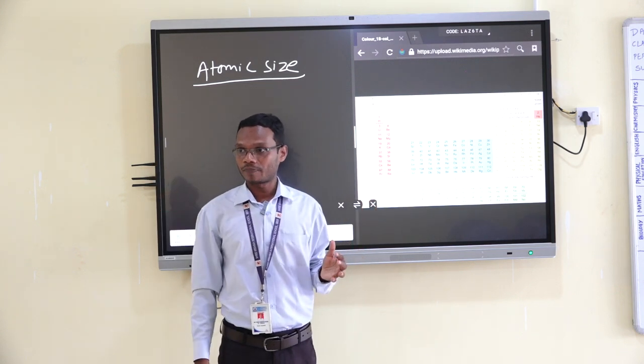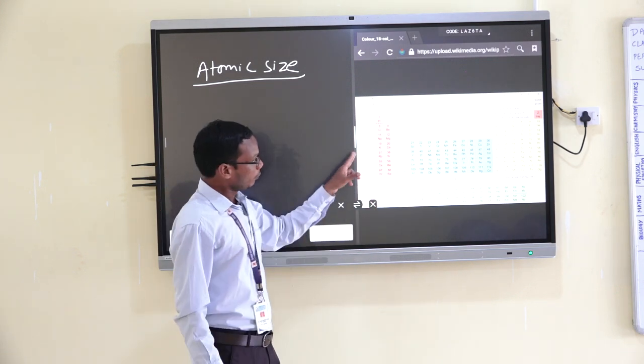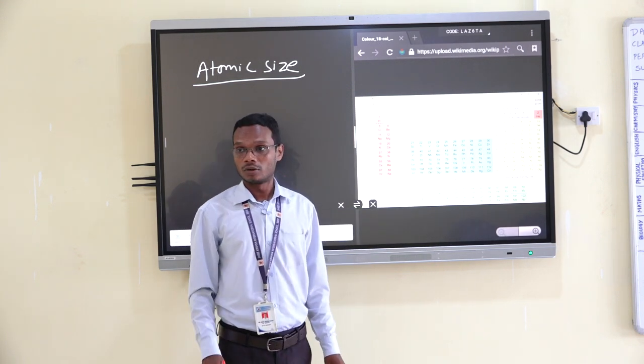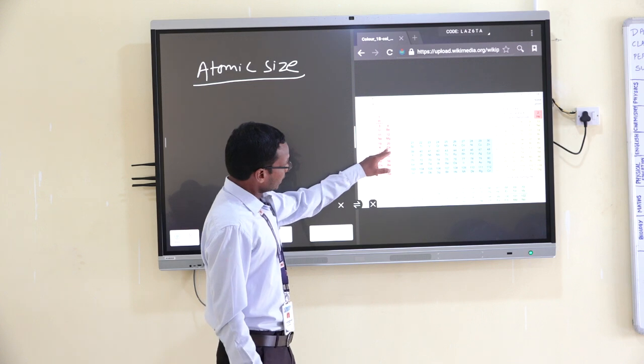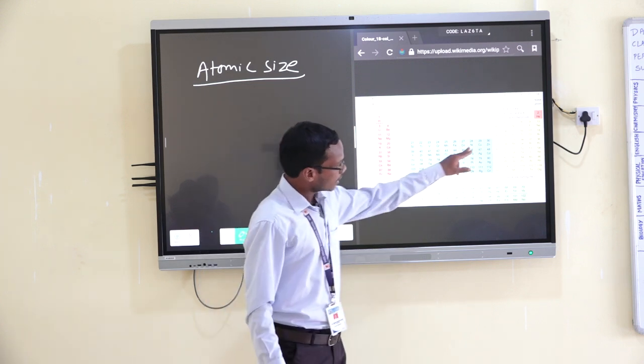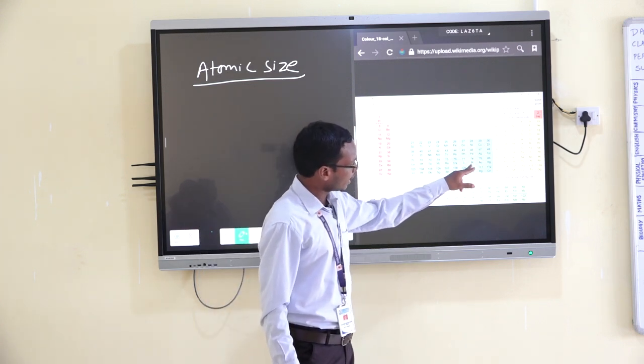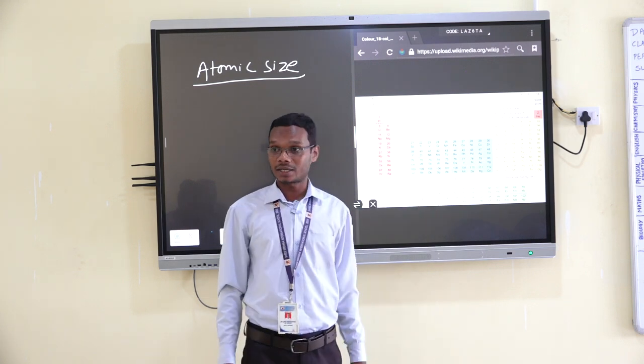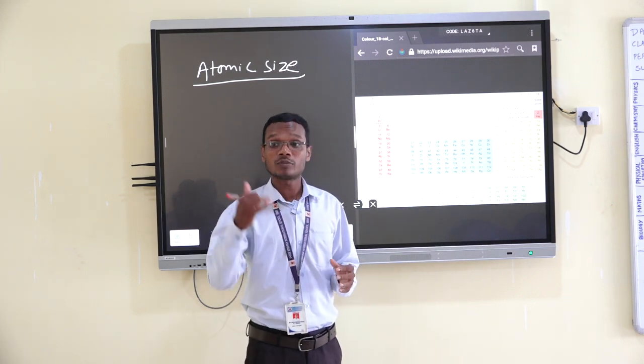Now, if we consider the size of elements, are they the same? No. Why? Calcium has 20 electrons, zinc has 30 electrons, and other elements like gold have 79 electrons. So according to the electrons, the size must vary.